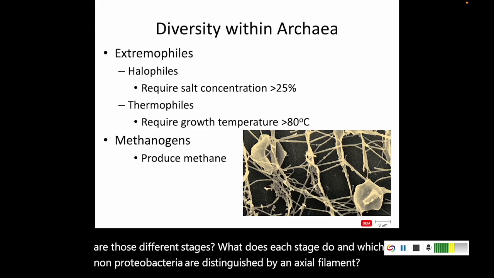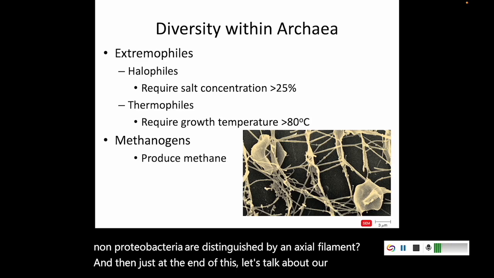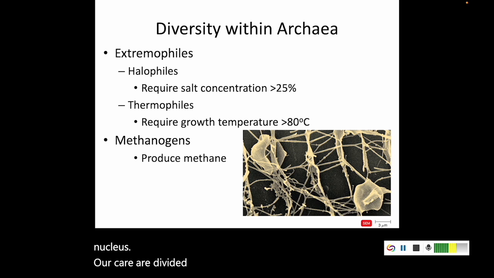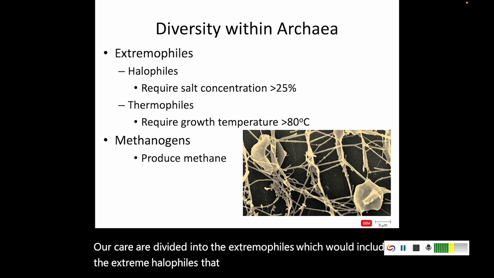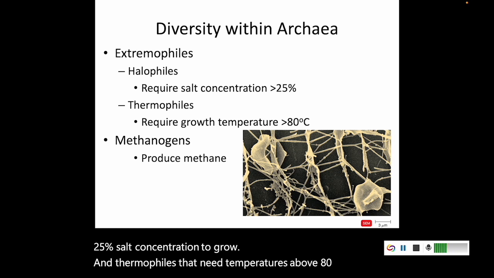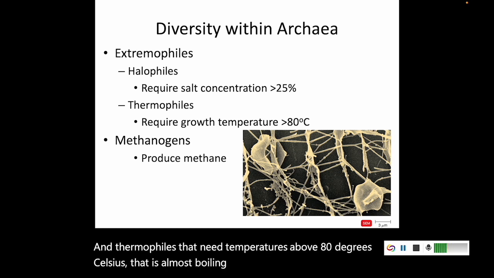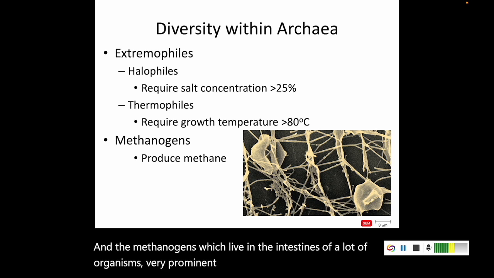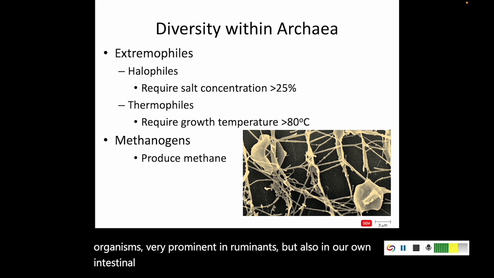And then just at the end of this, let's talk about archaea. Archaea are not bacteria, but they are prokaryotes. They do not have a nucleus. Archaea are divided into the extremophiles, which would include the extreme halophiles that require a lot of salt. They need at least 25% salt concentration to grow. And thermophiles that need temperatures above 80 degrees Celsius. That is almost boiling water temperatures. And the methanogens, which live in the intestines of a lot of organisms, very prominent in ruminants, but also in our own intestinal tract, and they produce methane.